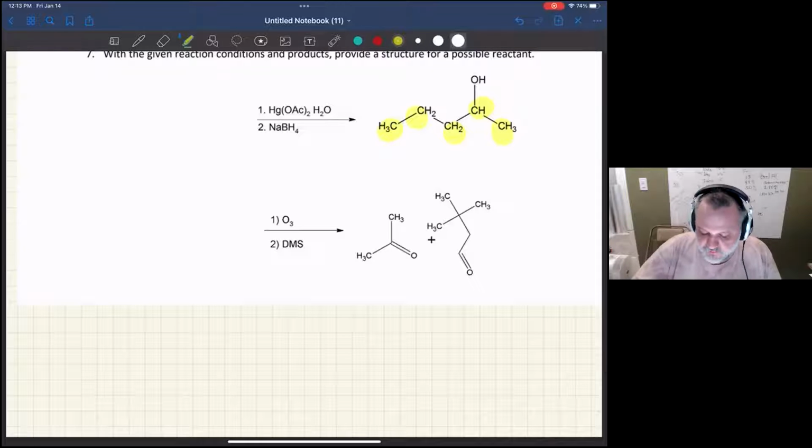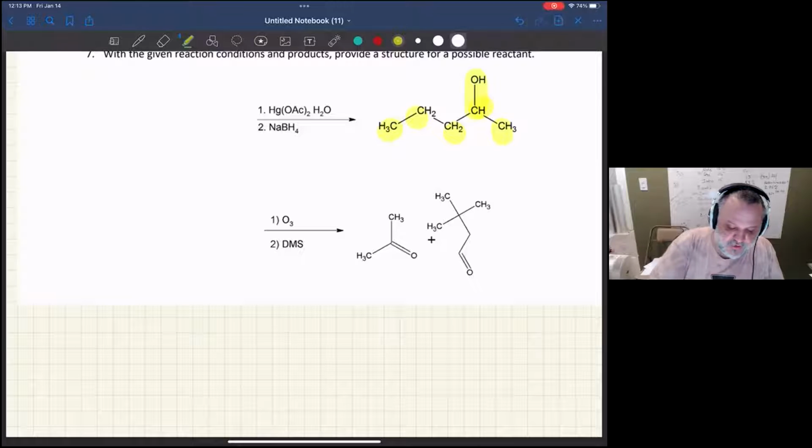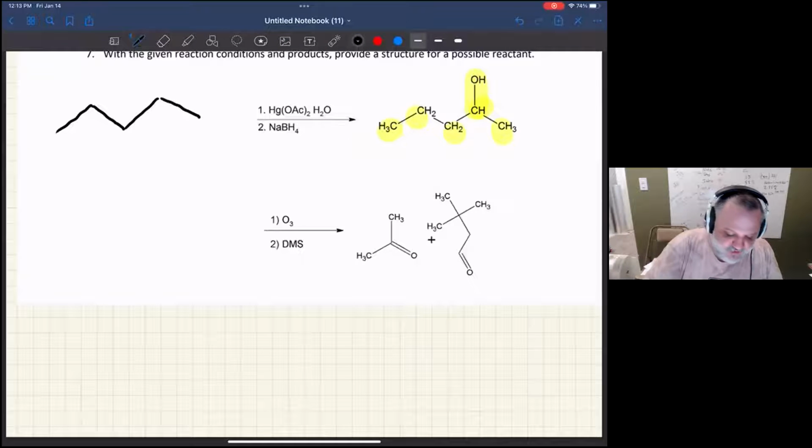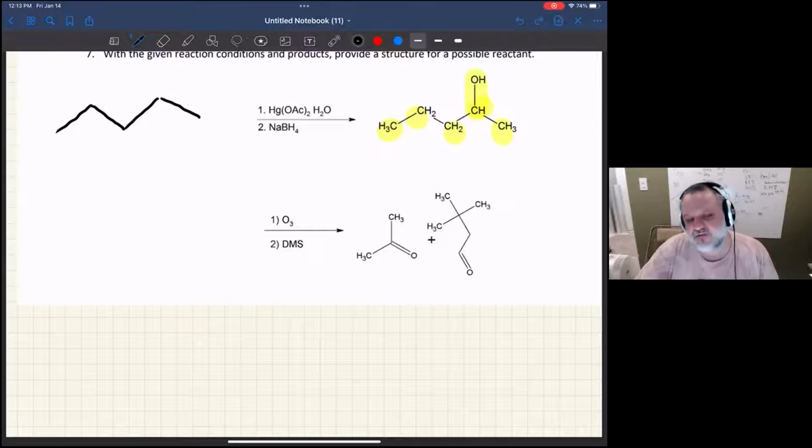And I've got an alcohol group, and it looks like it added in the second carbon. And so I have a choice here, right? I'm going to have a double bond somewhere in my 5 carbon reagent. 1, 2, 3, 4, 5. And I have a choice. I could have had a double bond here, or I could have had a double bond here. Either of those two possibilities will result in an alcohol adding in the location that it did.